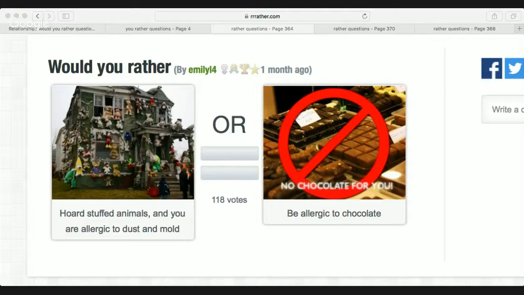German, we're gonna have you go first again. German, which would you rather have? I would prefer the second one and be allergic to chocolate, because I hate stuffed animals and toys, and I think being allergic to chocolate is better than being allergic to dust and mold.